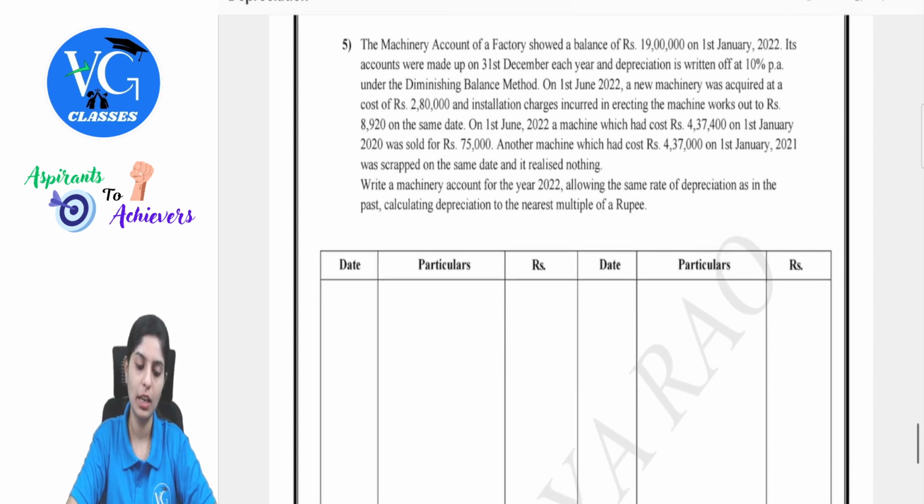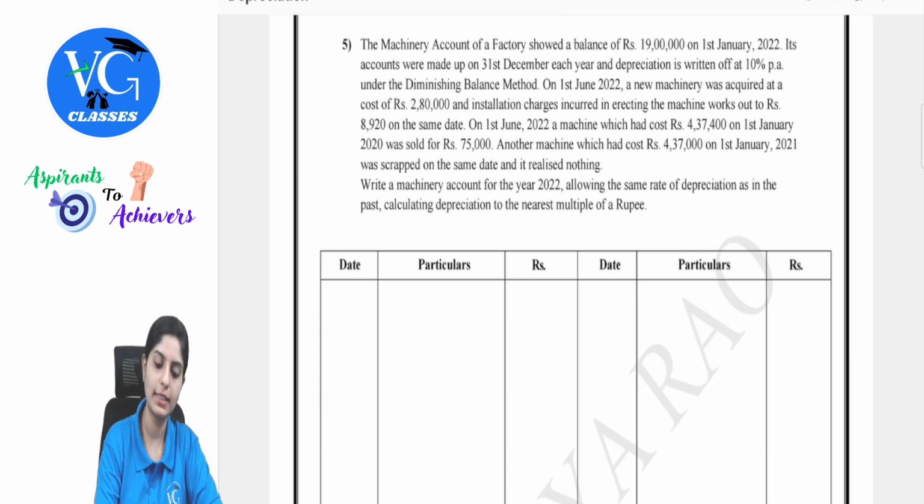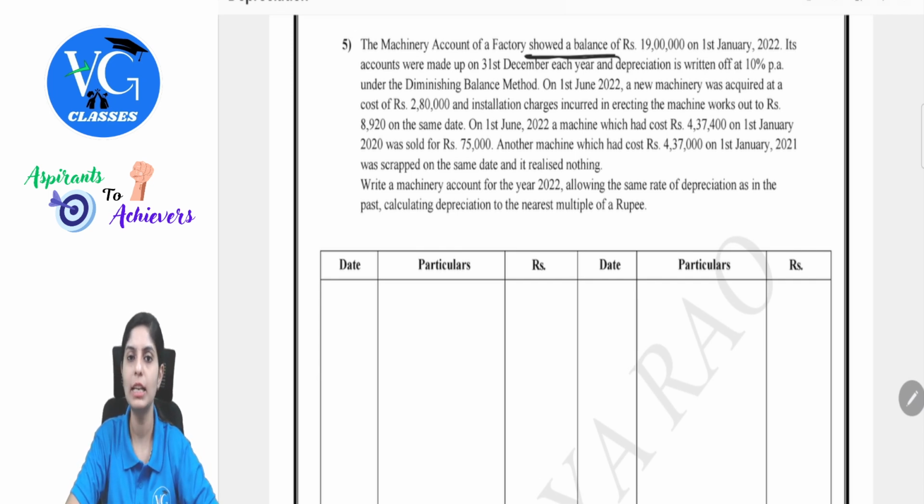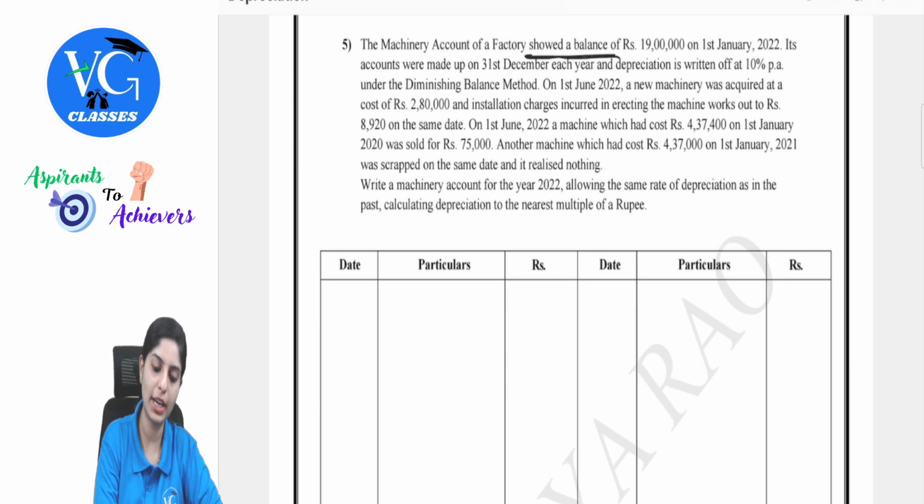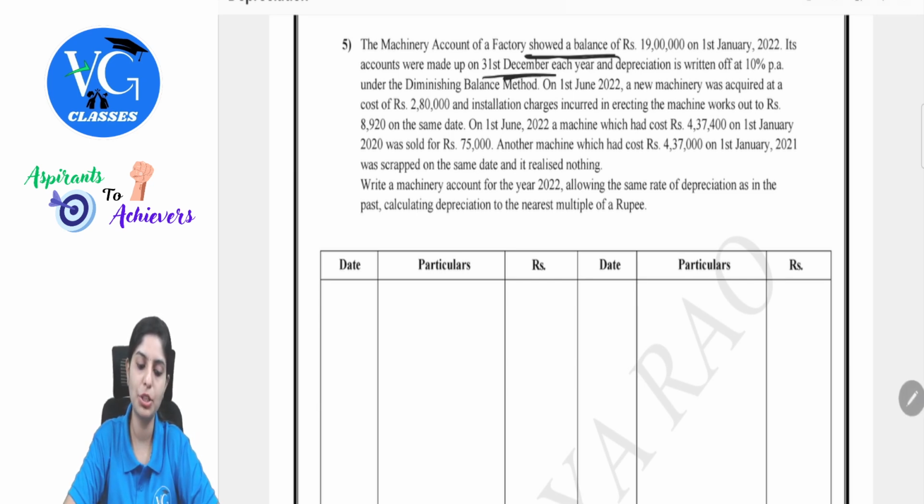Next question. The machinery account of a factory showed a balance of 19 lakh on 1st Jan 2022. See here guys, this question starts with a different approach. Till now what we saw was some asset was purchased in the same year as we prepared the ledger accounts. But here the asset account is showing a balance of 19 lakh on 1st Jan 2022. Its accounts were made up on 31st December each year and depreciation is written off at 10% per annum. So we are following January to December under the diminishing balance method.